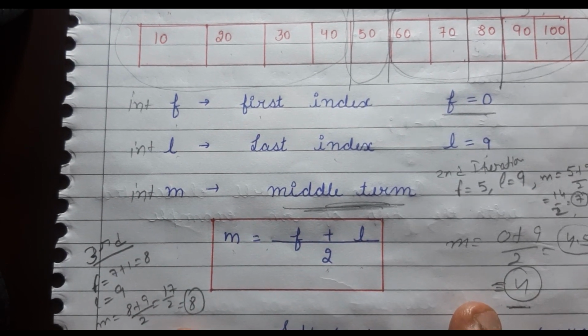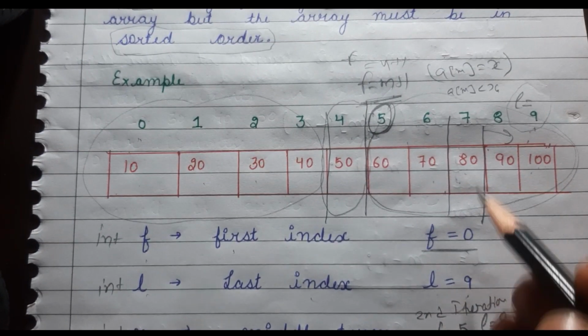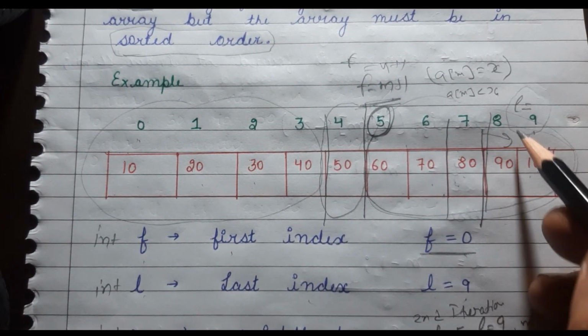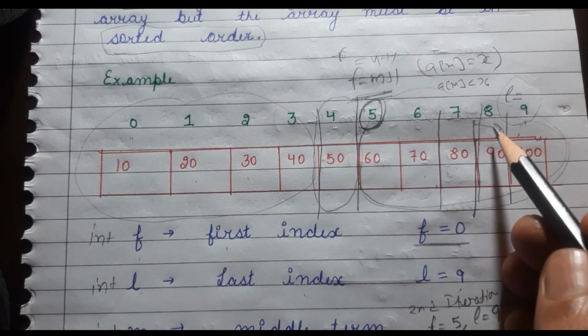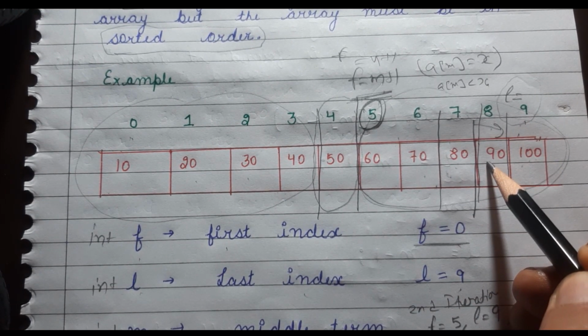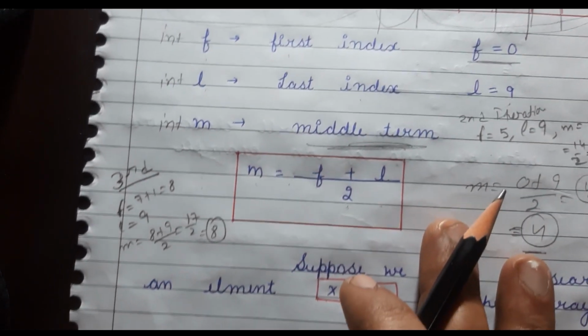Now the middle element becomes 8. A of 8 has the value 90. So again, the middle element is not the searching element. So now we move to the fourth iteration.